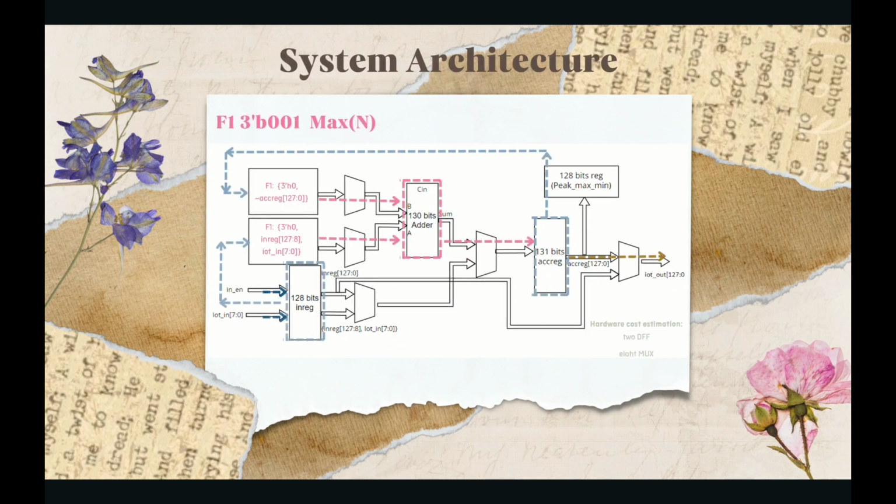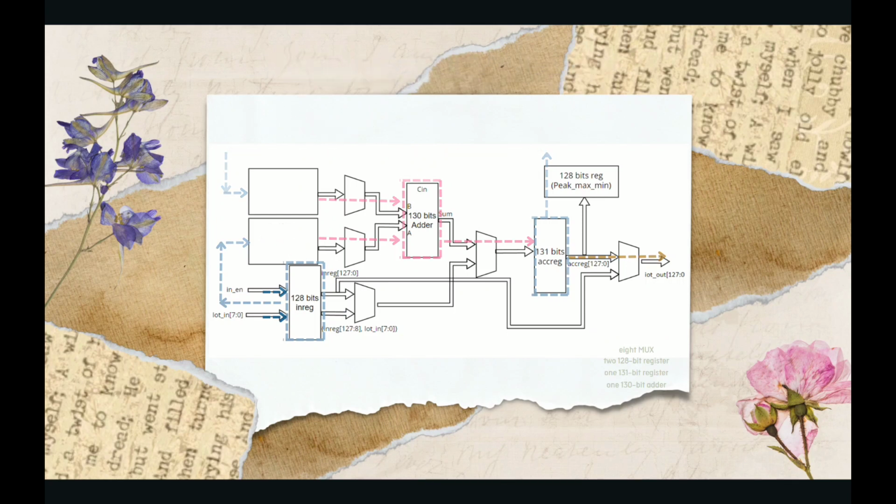These are the components we use for the max function. Data is first stored in a 128-bit register, then compared with the previous state in the ACC register. After passing the 130-bit adder, the result will be stored in the ACC register, waiting for the next stage of comparison and output.